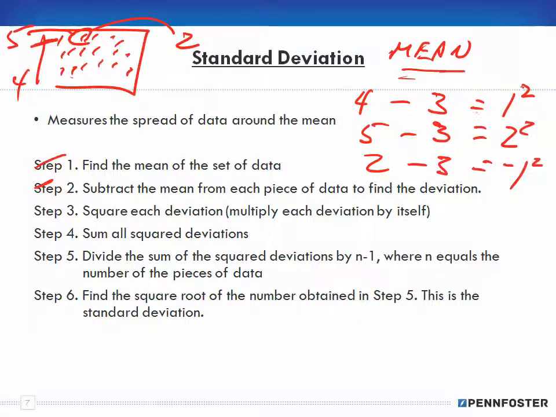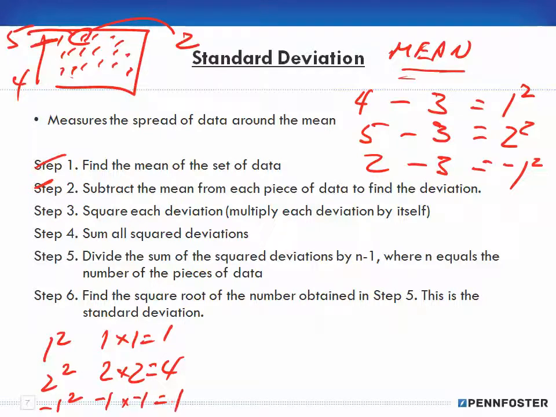Okay, so 1 squared is 1 times 1. Let's take 1 squared, 2 squared, and minus 1 squared. So 1 squared is 1 times 1, which is equal to 1. 2 squared is 2 times 2, which is equal to 4. And minus 1 times minus 1 is equal to 1.